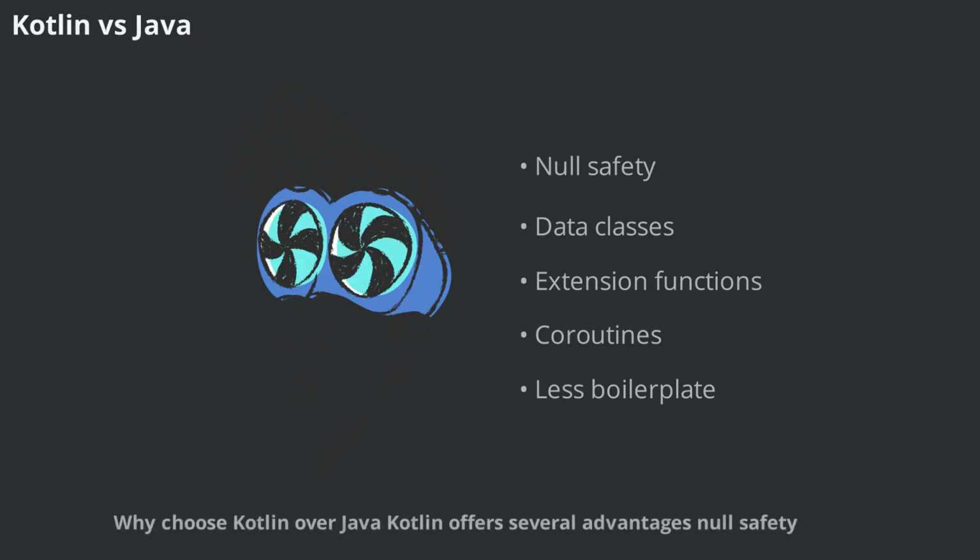Why choose Kotlin over Java? Kotlin offers several advantages: null safety, data classes, extension functions, higher-order functions, coroutines for asynchronous programming, smart casts, and less boilerplate code. These features make Kotlin more expressive and enjoyable to use, reducing common errors and making your code cleaner. If you're coming from a Java background, you'll appreciate how Kotlin streamlines everyday tasks.